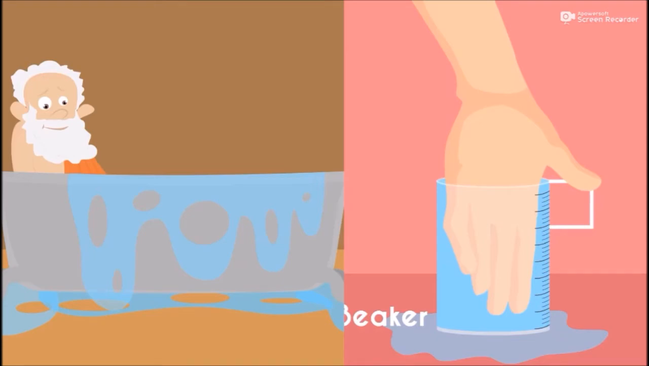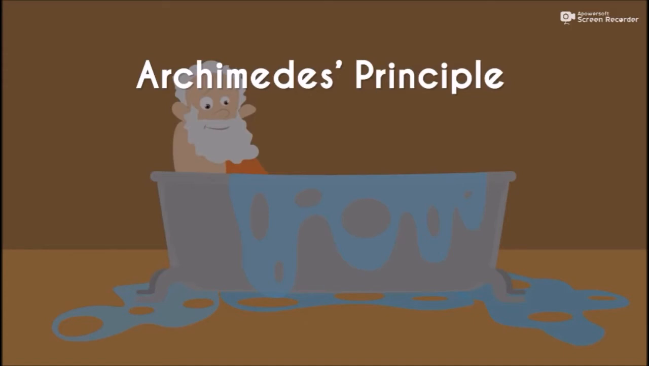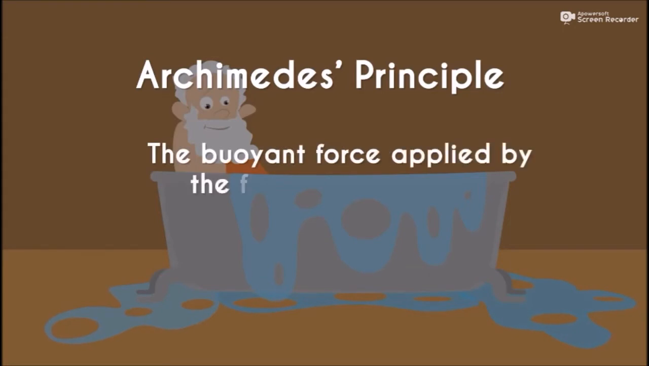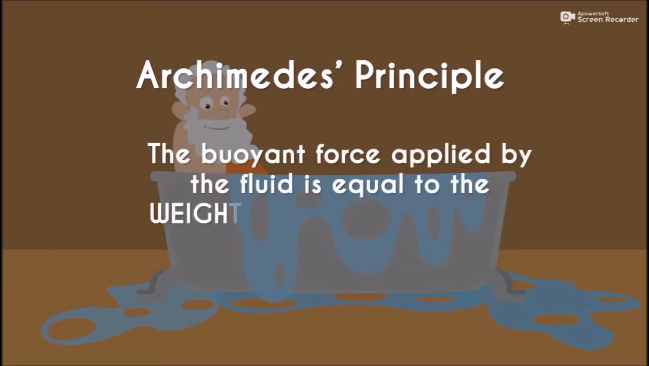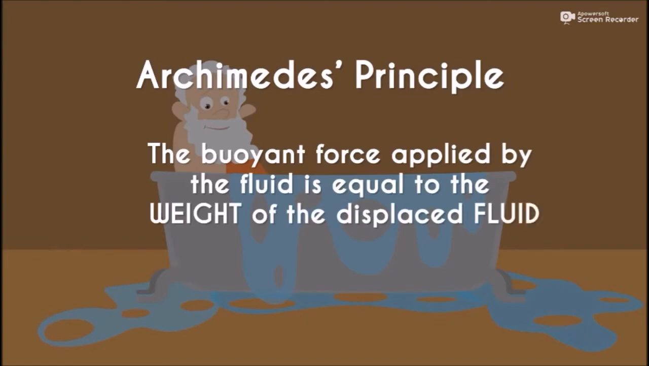Now, we know that when an object is placed in or on a fluid, the fluid exerts a buoyant force on it which acts in the upward direction. The Archimedes principle just goes one step further in saying that the buoyant force applied by the fluid is equal to the weight of the displaced fluid. We can take a simple example to understand this.